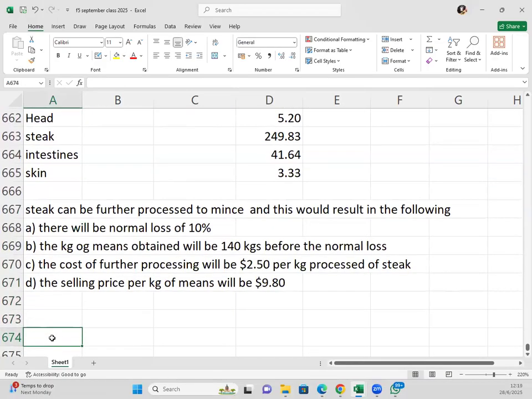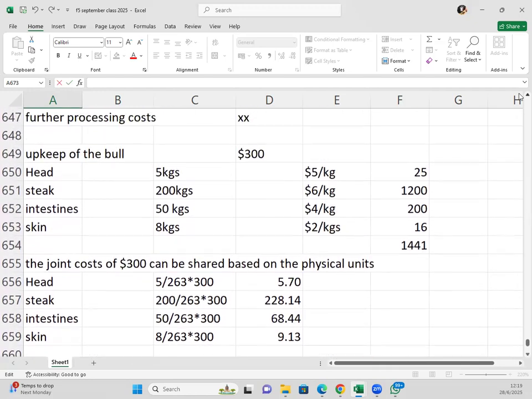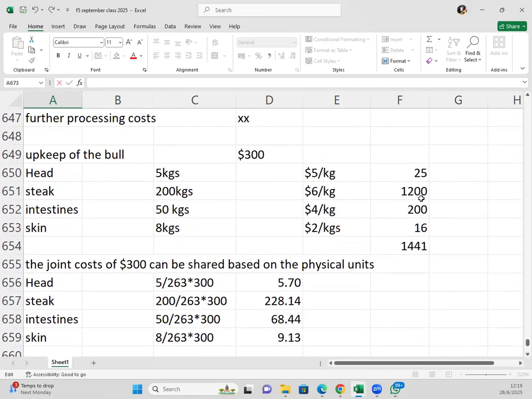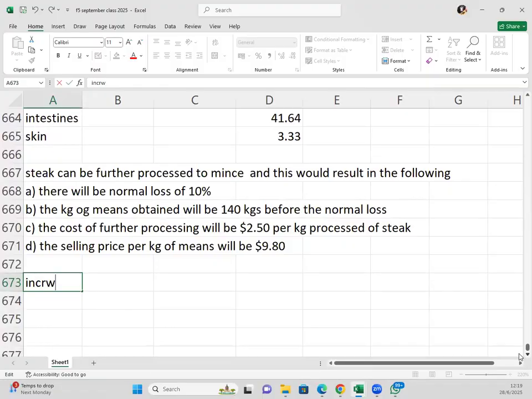So if we want to make the decision of whether we should further process the steak, we need to look at the incremental revenues and the incremental cost. If we were to sell the steak today at split off, we would get 1.2. And if we further process, how much would we get? What would be the incremental revenue? So let's start with the incremental revenue.